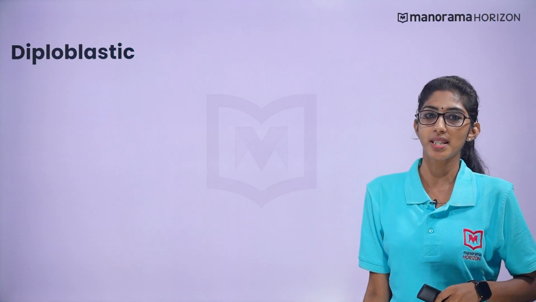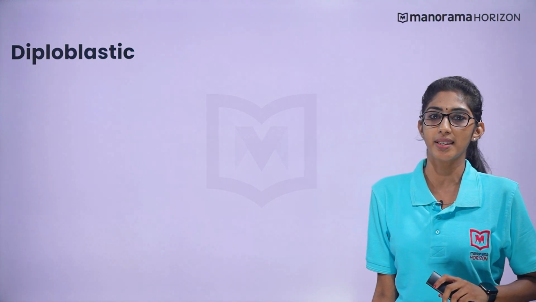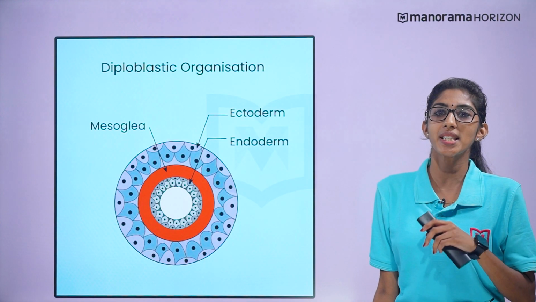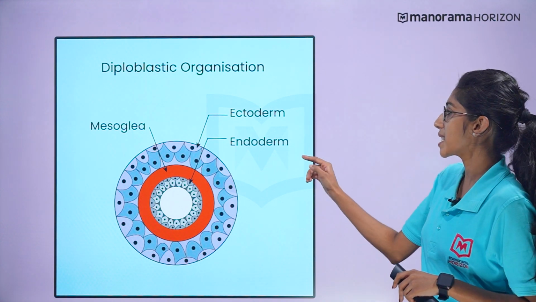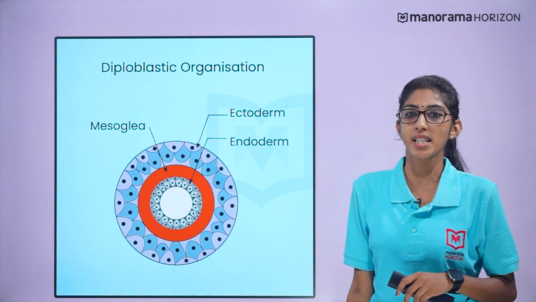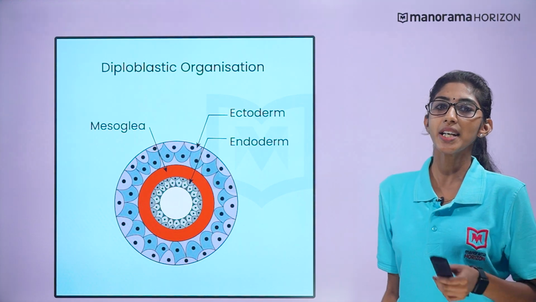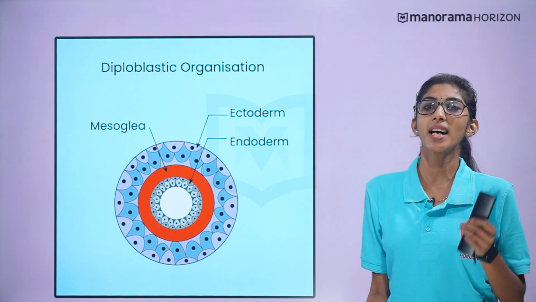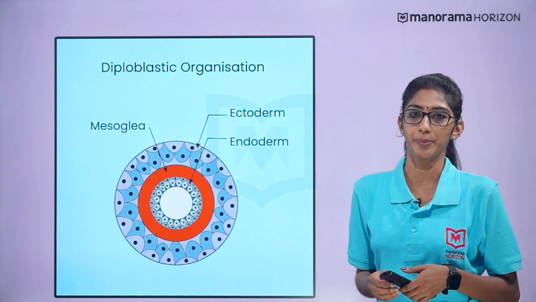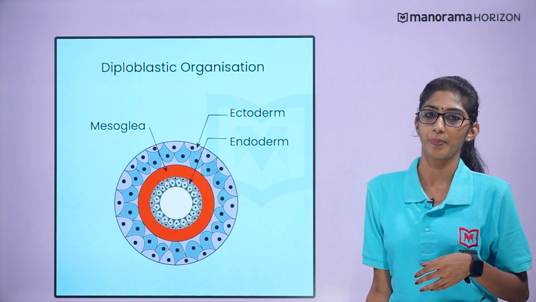As the name suggests, the cells are arranged into two embryonic layers in diploblastic animals. As you can see in the image, the external ectoderm and the internal endoderm are present in diploblastic animals. In addition, an undifferentiated layer, mesoglea, is present in between ectoderm and endoderm. Coelenterates show this type of organization.